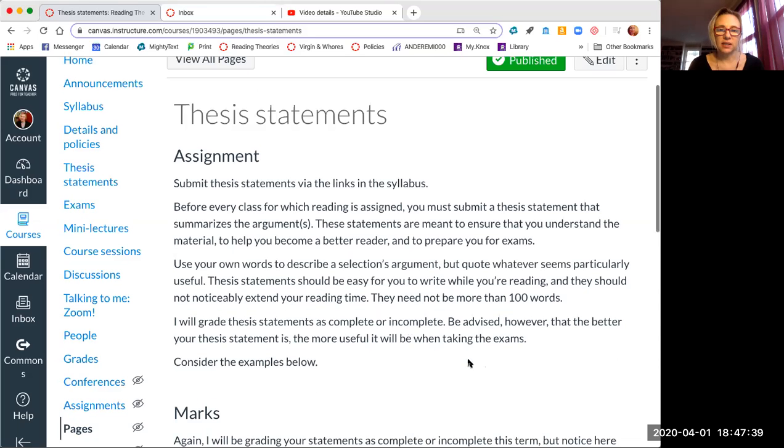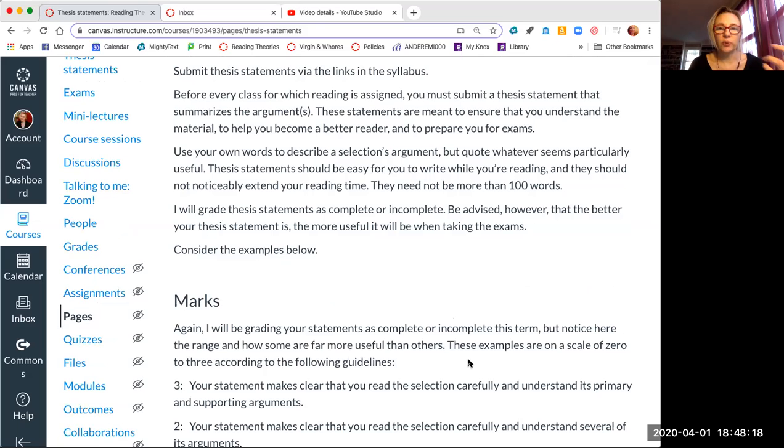So submit thesis statements, which is a sentence or a few sentences describing the main argument with maybe a couple of the main ideas in as concisely as possible. I don't need long descriptions of the examples. I don't need you to follow the order of the essay. I need you to get right to the point. So if you had to describe the essay in a few words with a couple of key ideas, that's what you're going for. They're graded complete or incomplete.